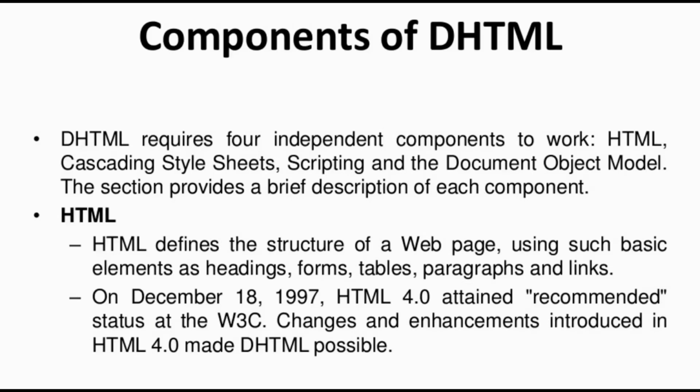So let us study what is the proof of using DHTML. Why do we use it? I've already told you the definition and some basic tools of DHTML. Now you have some proof why you are studying DHTML and what was the need of developing DHTML. DHTML requires four independent components to work. That is HTML, hypertext markup language, cascading style sheets, scripting, and the document object model. This section provides a brief description of each component.